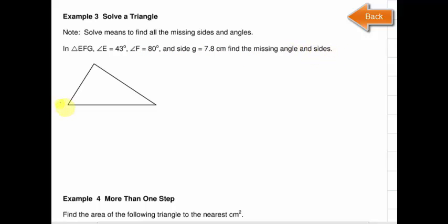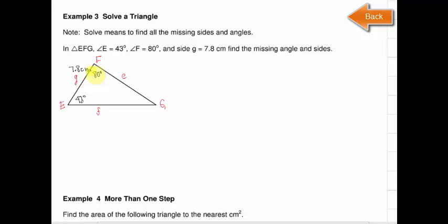So let's start by naming our triangle E, F, and G, and the side opposite angle E is E, the side opposite angle F is F, and the side opposite angle G is G. What do we know? We know that angle E is 43 degrees, we know that angle F is 80 degrees, and we know that side G is 7.8 centimeters.